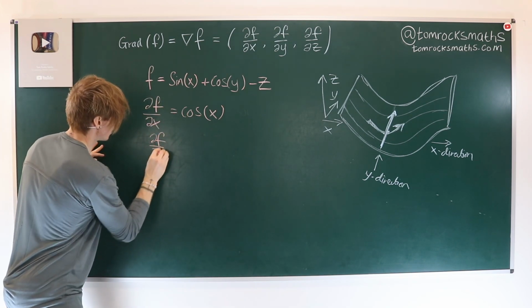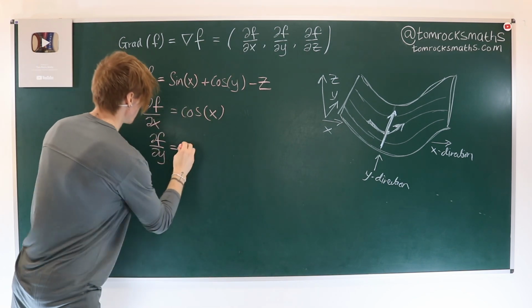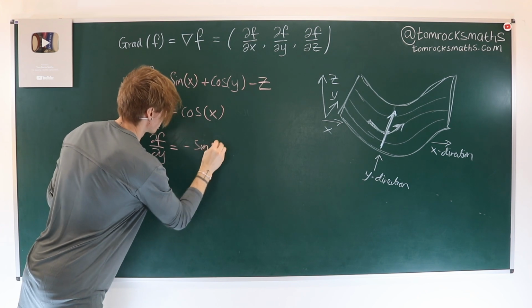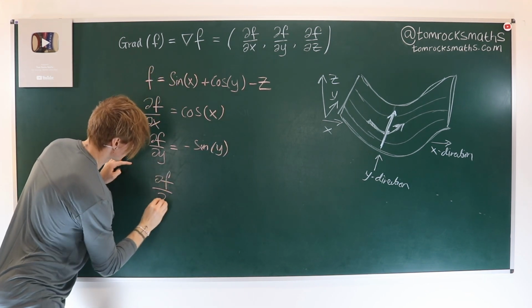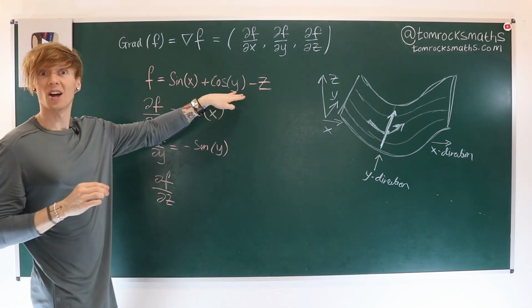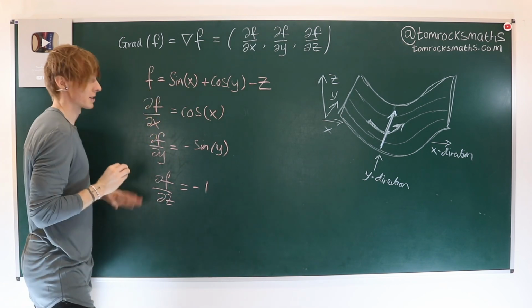Similarly, the y partial is going to be the derivative of cos of y only, so that's going to be minus sine of y, and then df by dz. That's the easiest of the lot. The derivative of minus z is equal to minus 1.